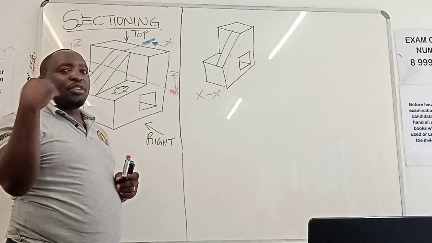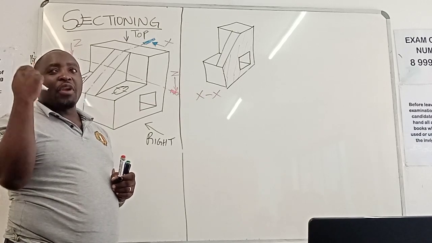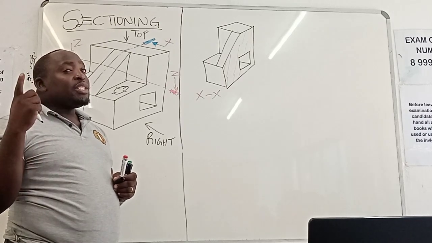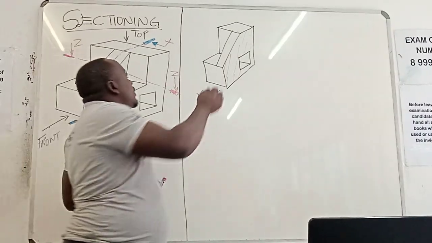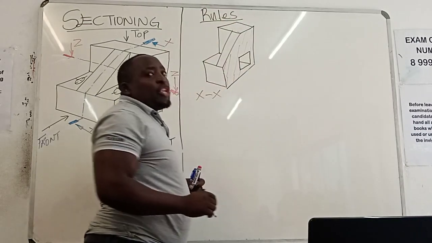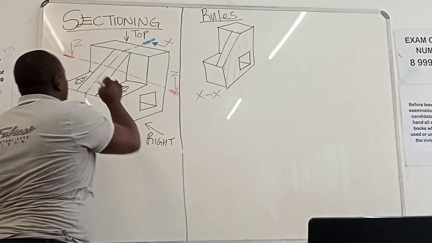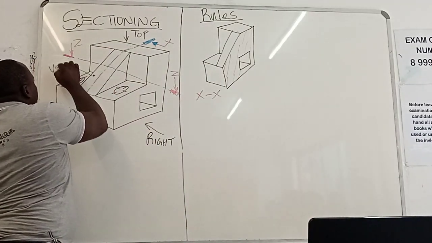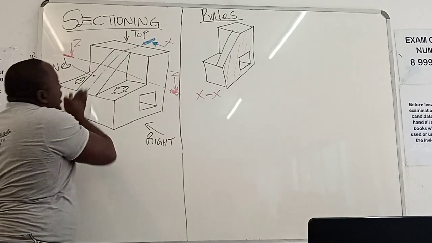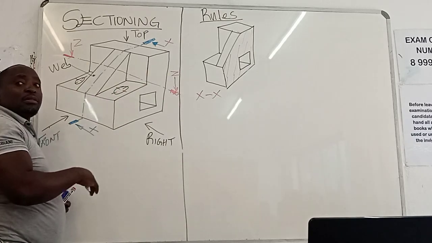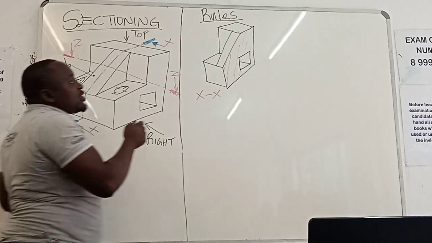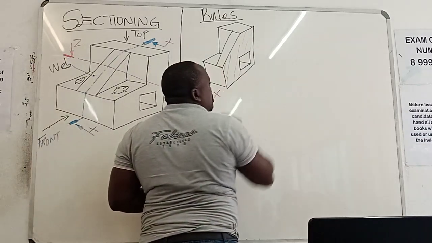Whenever you see a drawing where they say sectioning, you must visualize it. Now, according to the rules of the game, we don't section the web. You don't section the web if you cut it along its length, only when you cut it across. So if I show it like this, it's wrong.